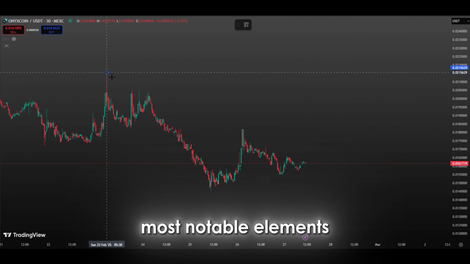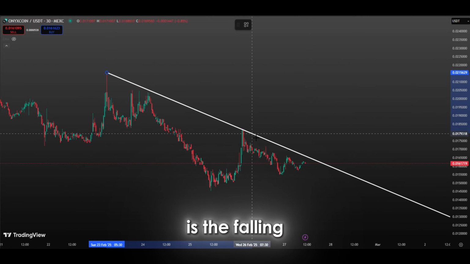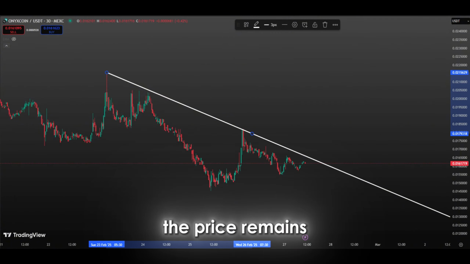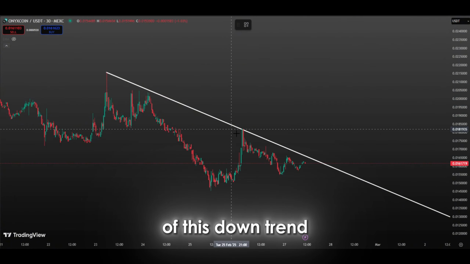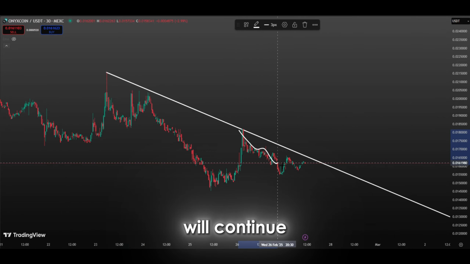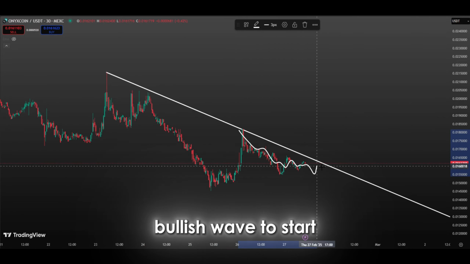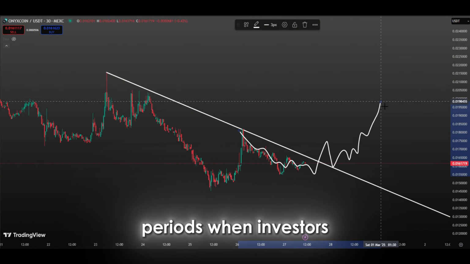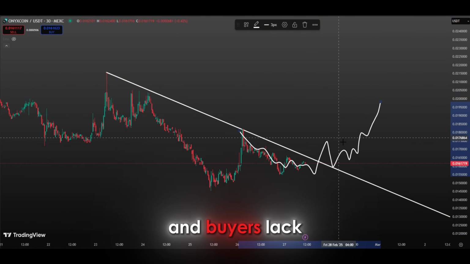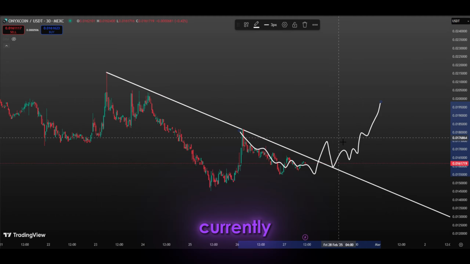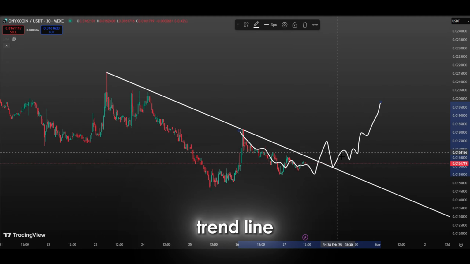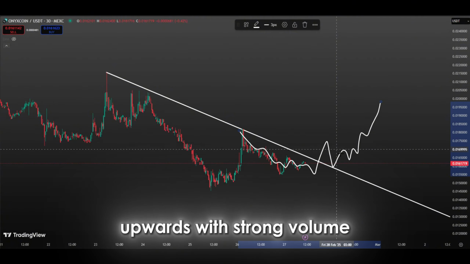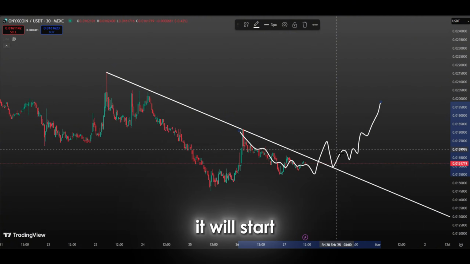One of the most notable elements on the chart is the falling trend line that forms from the top. As long as the price remains under the influence of this downtrend, the downward pressure will continue, and it will be difficult for a new bullish wave to start. This is because downtrends represent periods when investors increase selling pressure and buyers lack sufficient strength. Currently, the price is approaching this falling trend line and is at a critical point. If it can break this trend upwards with strong volume and retest it, it will start to rise.